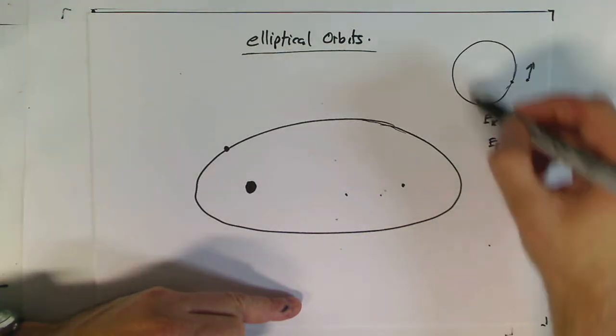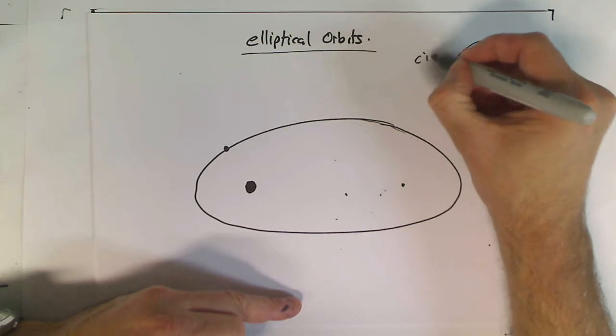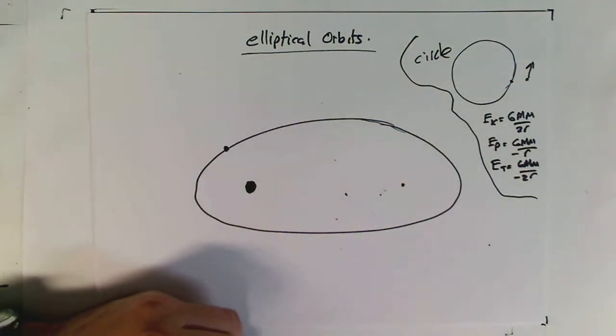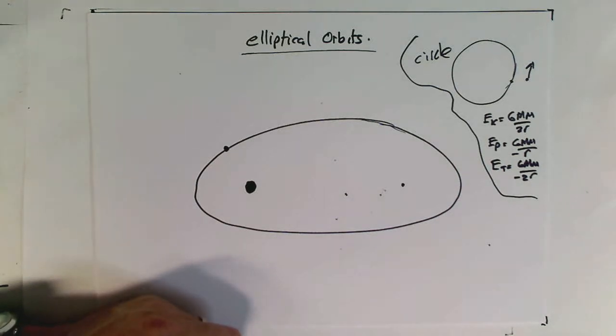So the total energy was actually negative. This is all the circular stuff that you should know. If you don't, go and look at my little video on energy and potential energy. That's how we worked out escape velocities and things like that.